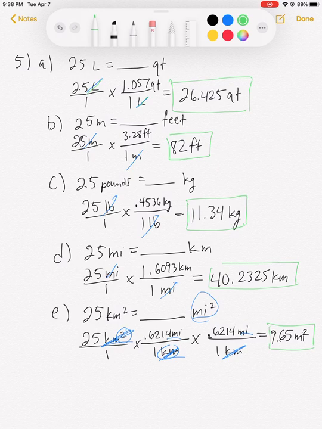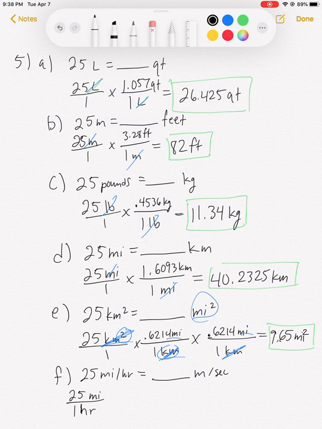And F is our last one. Conversion for the section: 25 miles per hour is equal to some number of meters per second. Okay, so I'm going to use my conversion factors again. 25 miles for 1 hour.